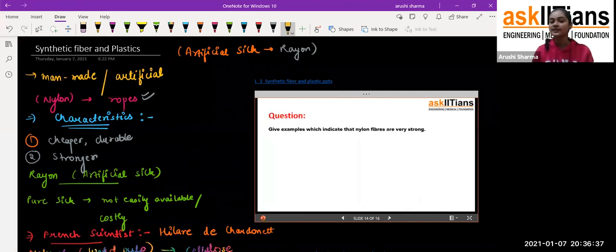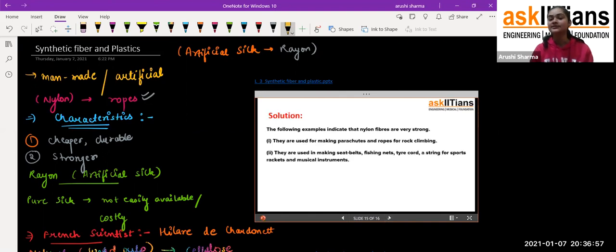Now, next question. Give examples which indicate that nylon fibers are very strong. I hope, students, like we have discussed it 10 times till now, that you are able to write down at least 2-3 points about why nylon is considered a very strong fiber. So the answer is that yes, we use it for making parachutes. We use ropes of nylon for rock climbing.